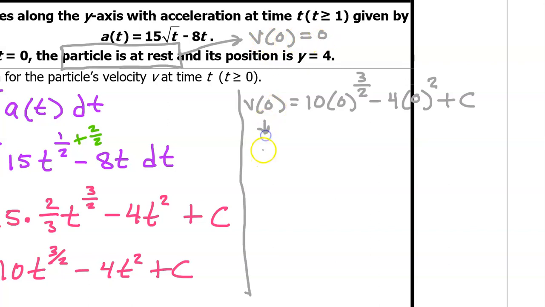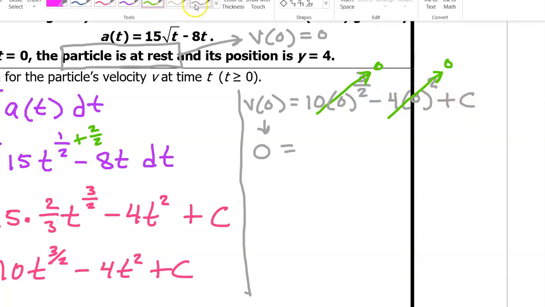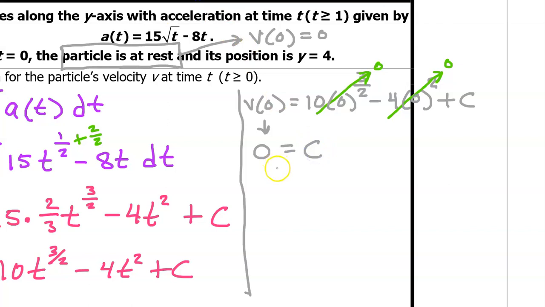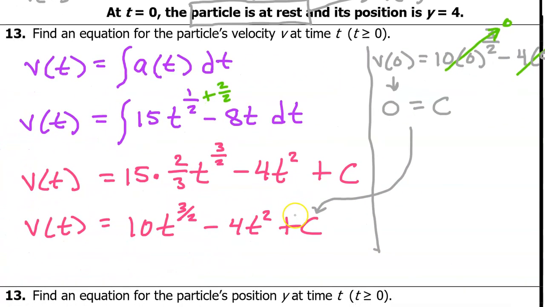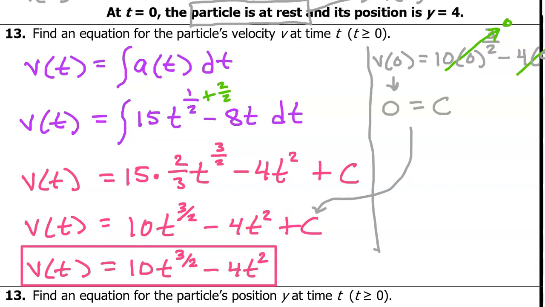The velocity at time 0 should equal the expression we get by substituting 0 for t. But we already know that v at 0 equals 0, so I'm going to put 0 right here, and that should still equal this expression on the right. Since we are plugging in 0, this term is going to be 0, and this term is also going to be 0. So the only thing left is c. So 0 is equal to c. So I can substitute 0 into my equation, and that will be the real answer. This is my equation for the velocity as a function of time.